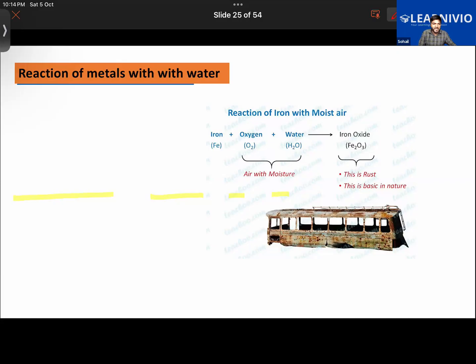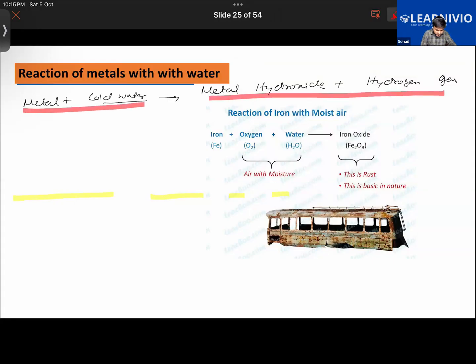So let's say we have some metal here. Take for example, we have taken any given metal and we have taken cold water. There are some metals that will react with even cold water, and as a result, it will give metal hydroxide. Metal hydroxide plus hydrogen gas will be released. Getting this thing?